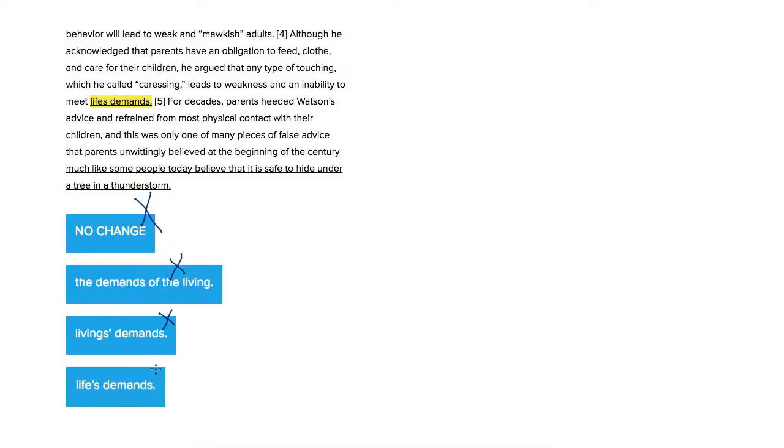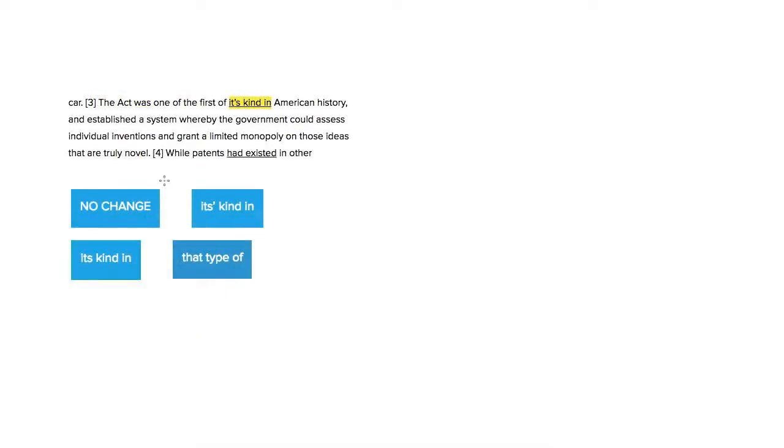And then we're left with life's demands. Here, you'll notice that this apostrophe S is indicating the possession. So they are the demands of life, the demands belonging to life, and this is going to be our final answer. Let's read this question aloud. The act was one of the first of its kind in American history and established a system whereby the government could assess individual inventions and grant a limited monopoly on those ideas that are truly novel.